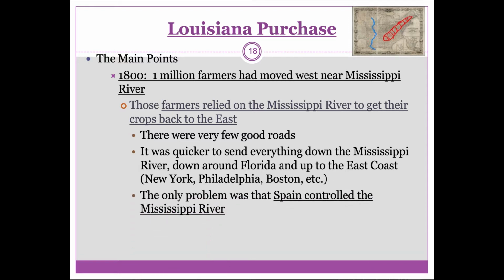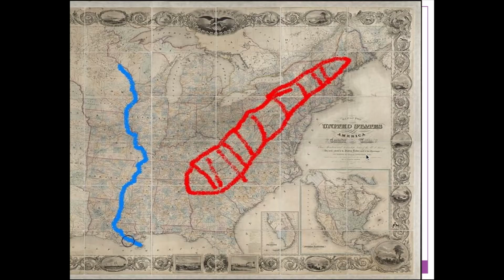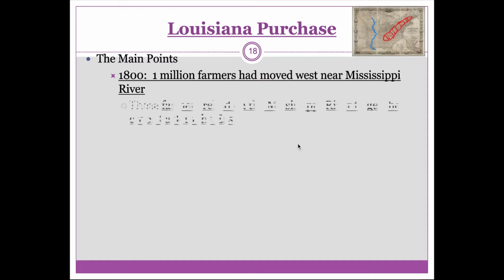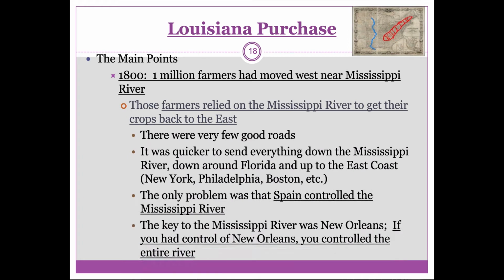The only problem with all of this is Spain controlled the Mississippi River. And if I go back, they didn't control the entire river. Spain, all this land over here where my cursor is, this is all Spanish territory. So they controlled the Mississippi River, even though we are bordering it. And the reason they controlled the Mississippi River was because of that circle at the bottom, New Orleans. Key to the Mississippi River was New Orleans. If you had control of New Orleans, you controlled the entire river. Think of New Orleans as the gatekeeper, and the gatekeeper controls what goes up the river, what goes down the river. You control New Orleans, you have the entire Mississippi River.